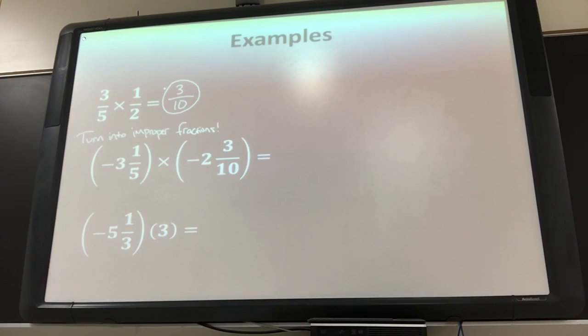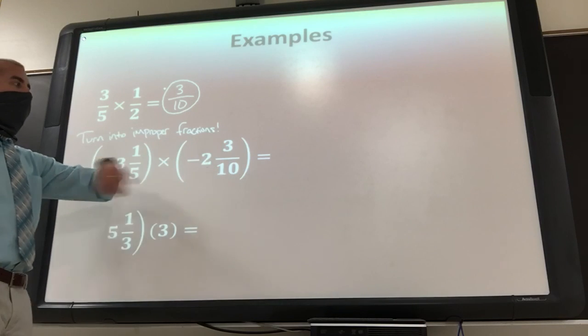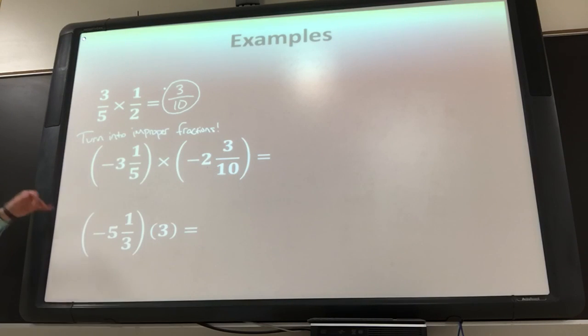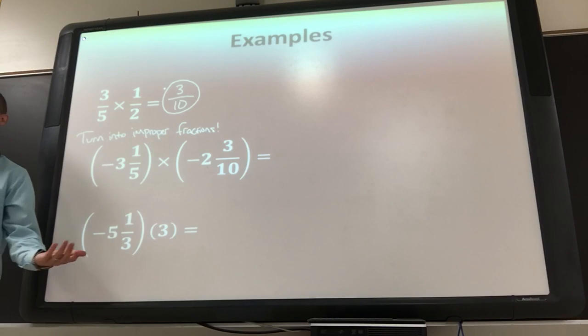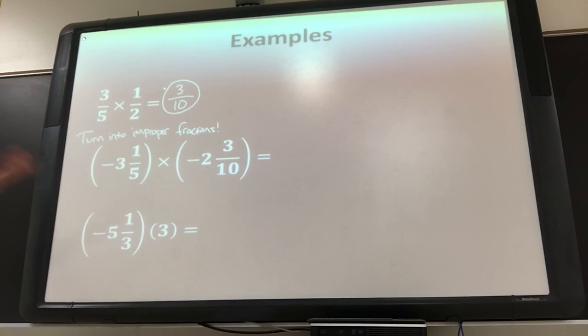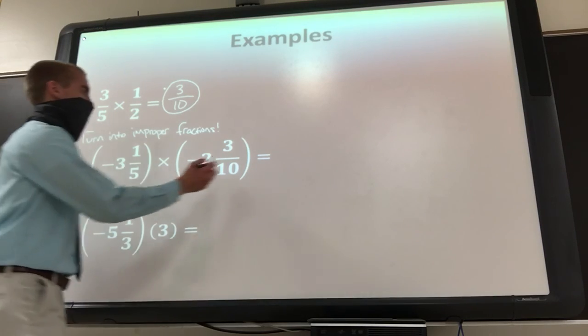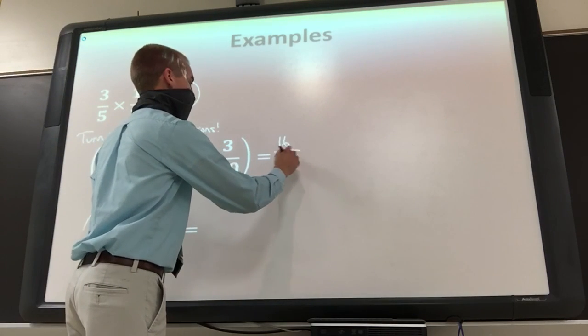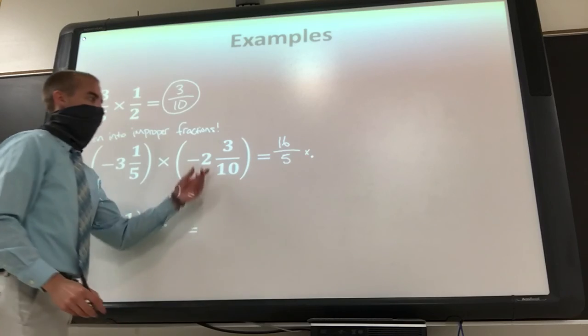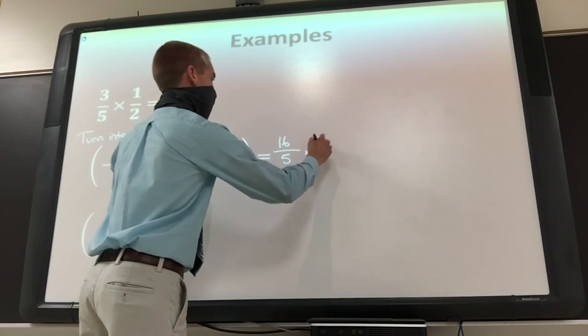Okay. So for negative 3 1/5 times negative 2 3/10, a negative times a negative would get us a positive. So we know our answer is going to be positive. I would just forget about the negatives at this point because you know they're going to cancel out. 3 1/5 is going to be 16/5 times 2 3/10, which would be 23/10.